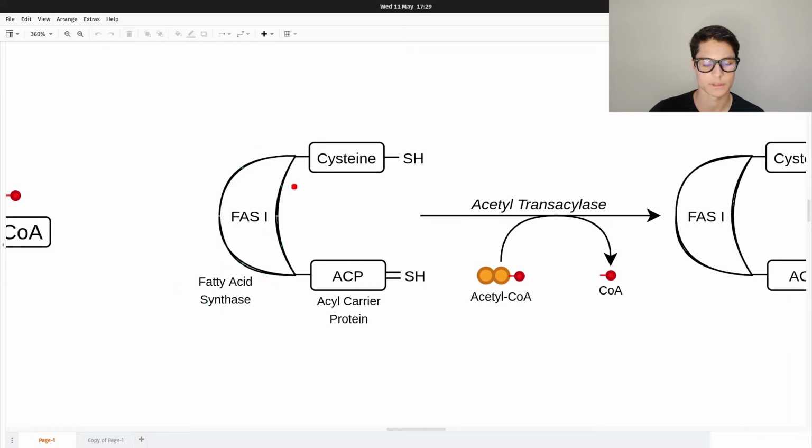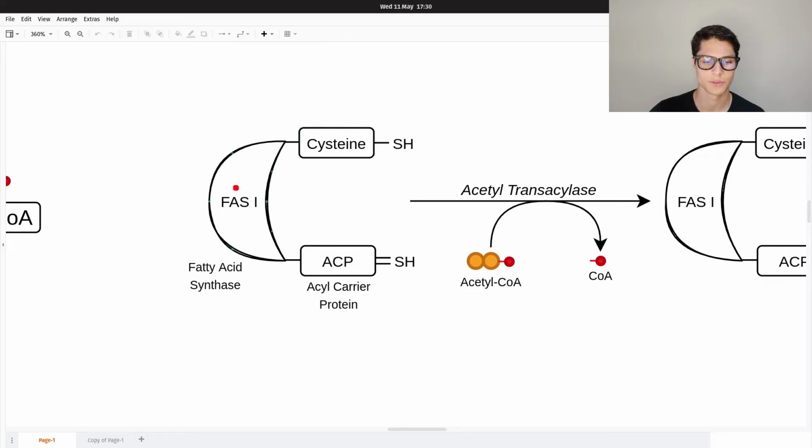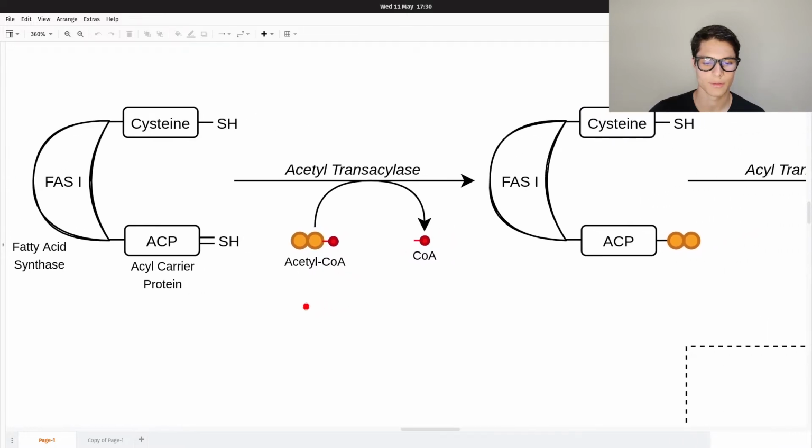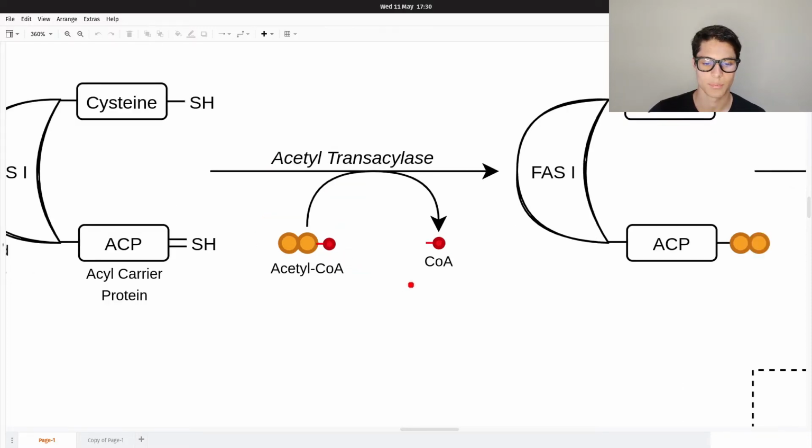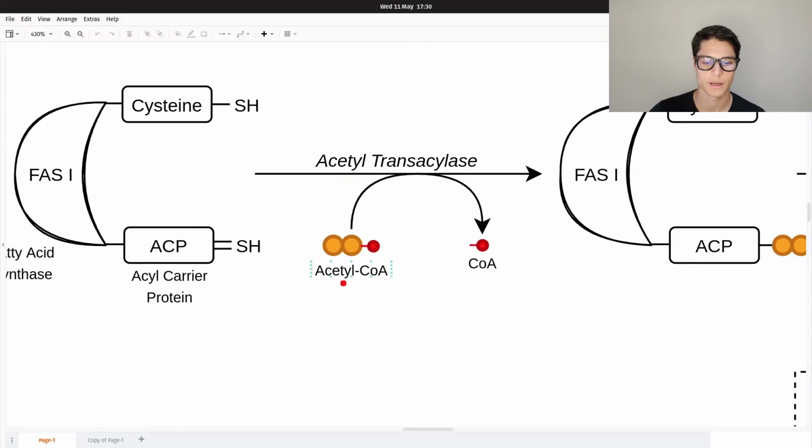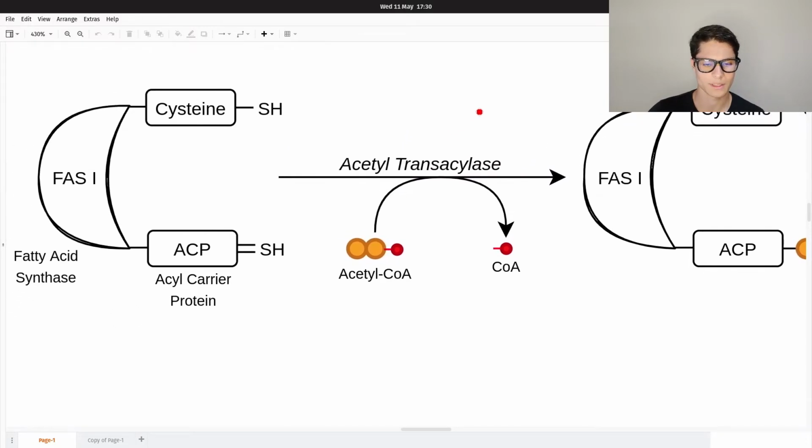This is the fatty acid synthase, which has a cysteine group and an ACP group, acyl carrier protein. These two groups are bound to the fatty acid synthase, and various reactions will happen between the two, which we're going to see now as we approach this first reaction, which is the incorporation of acetyl-CoA into this enzyme. We use the acetyl transacylase. Okay, what does that mean?